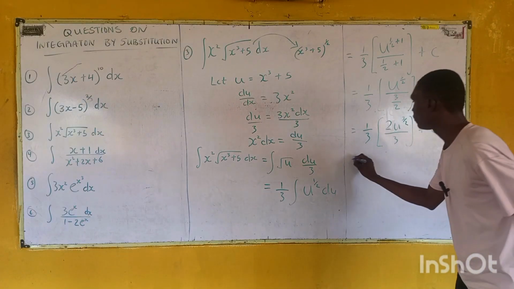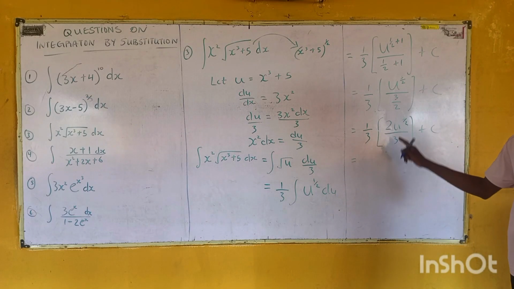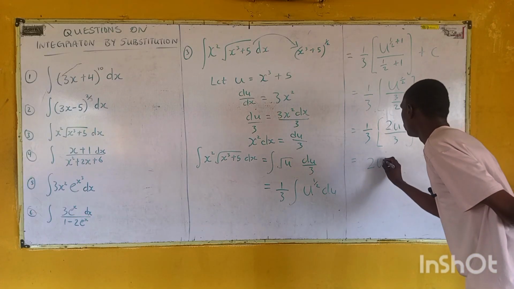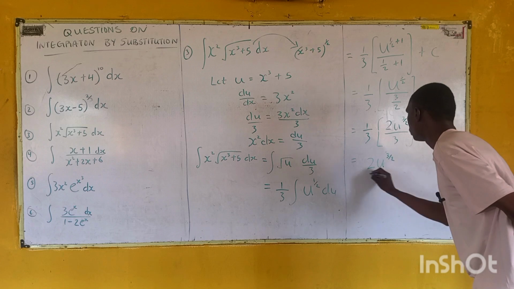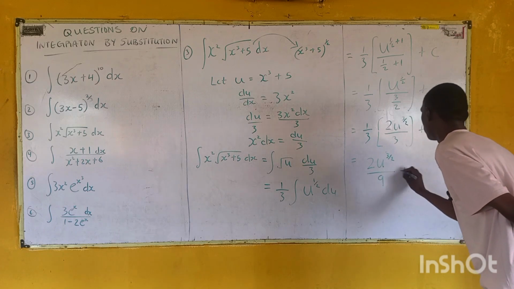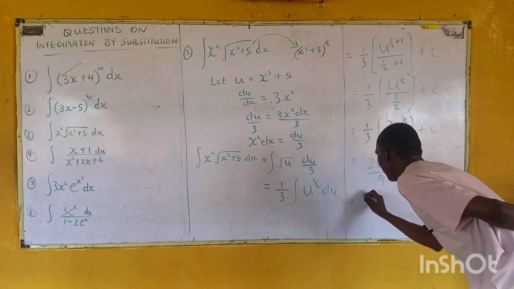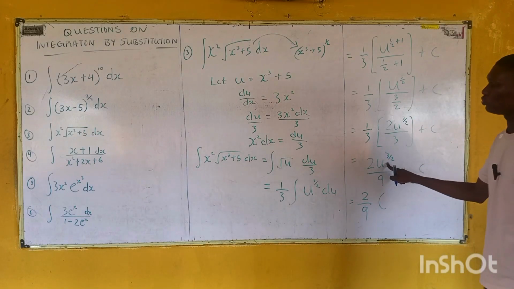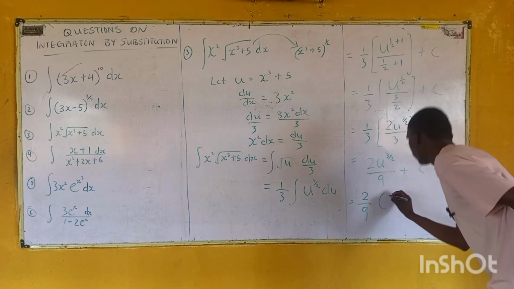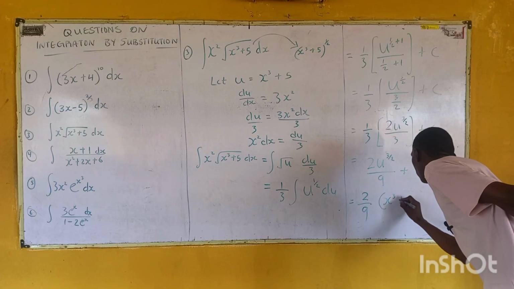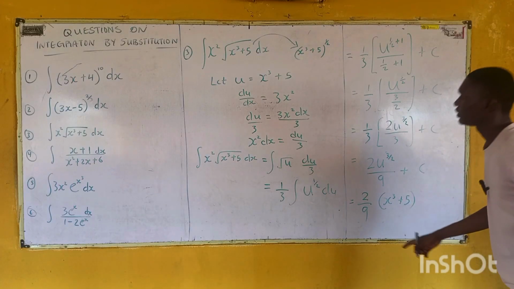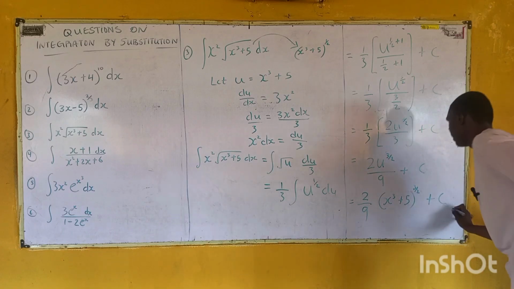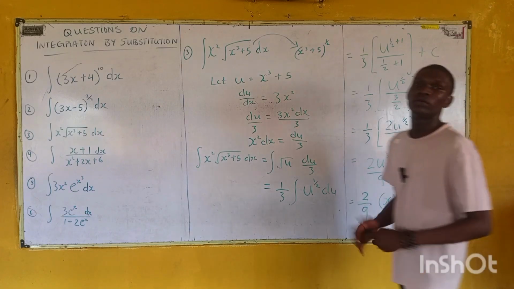So in this case we now have, we can multiply the numerator by the numerator and the denominator by the denominator. We have 2u raised to power 3 over 2 over 9 plus c. And we can simply write our final answer in the form of 2 over 9. Then what is our u? Our u is x raised to power 3 plus 5, all raised to power 3 over 2, then plus c, to be our final answer.